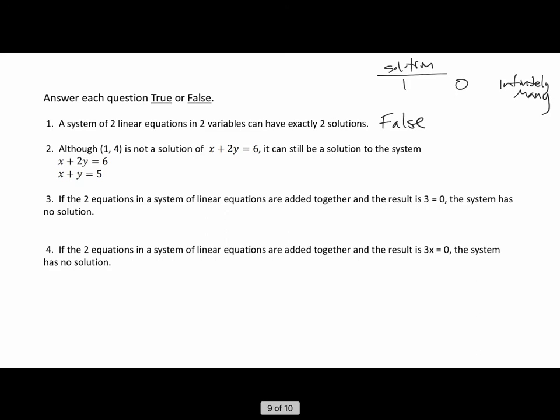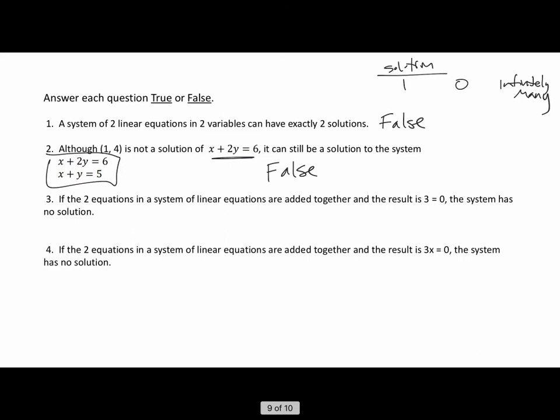For number 2, although 1, 4 is not a solution of x plus 2y equals 6, it can still be a solution to the system. So you notice the system has that equation, and if 1, 4 is not a solution to one of the equations in the system, it's definitely not a solution to the system, because the solution has to be true for both of the equations in the system.